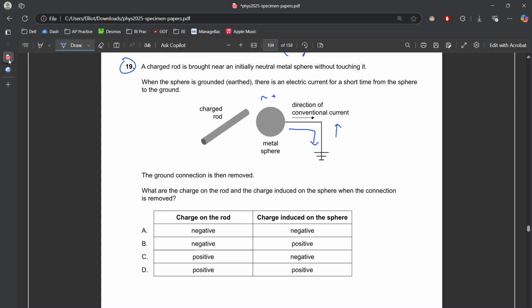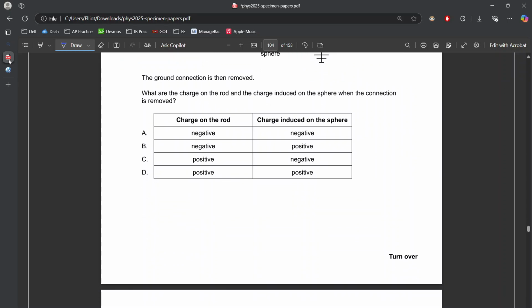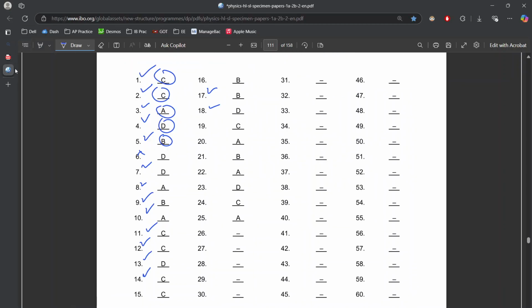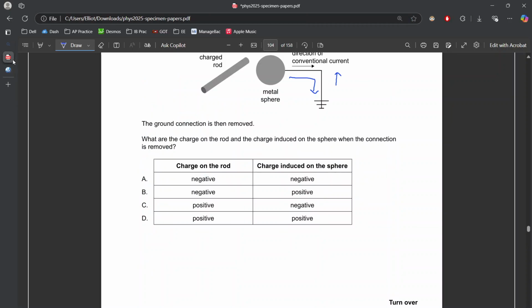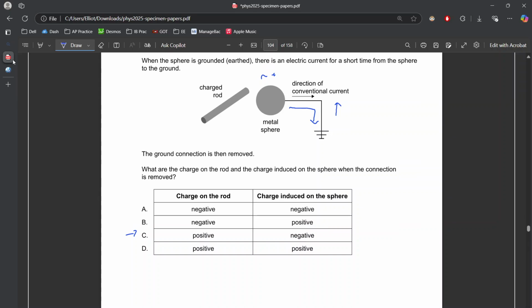I will review this on my own time. I've got no idea. I don't even know what the answer is. Let's see. What is the answer? 19, C. Okay. So, the charge on the rod was positive, and the charge induced in the sphere was negative at the end.